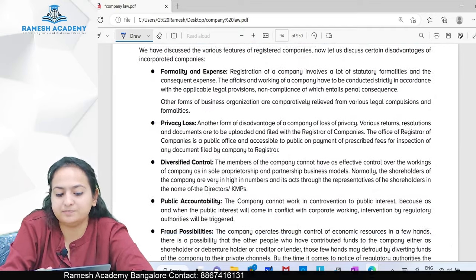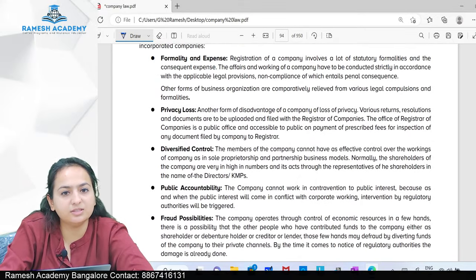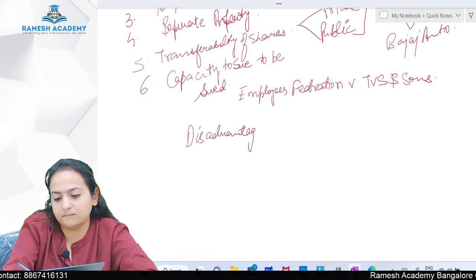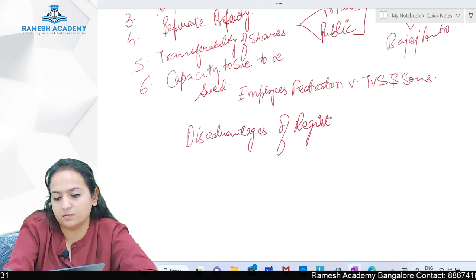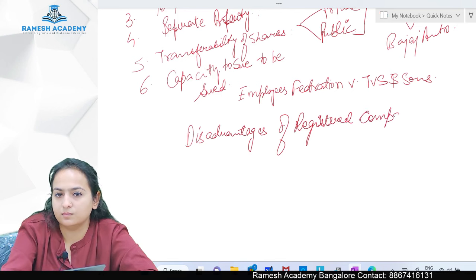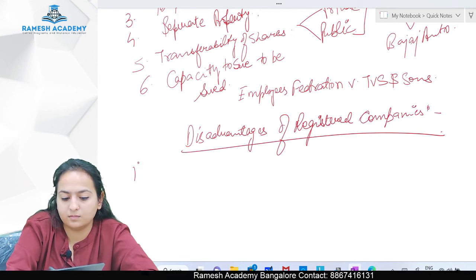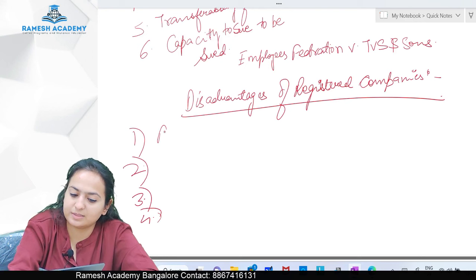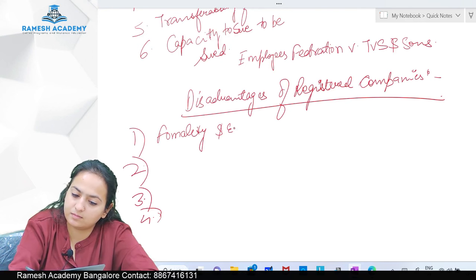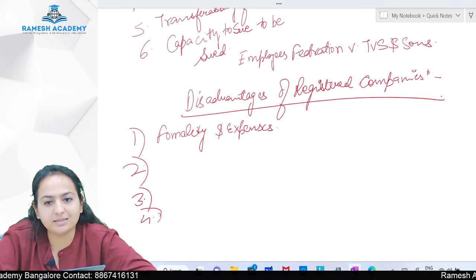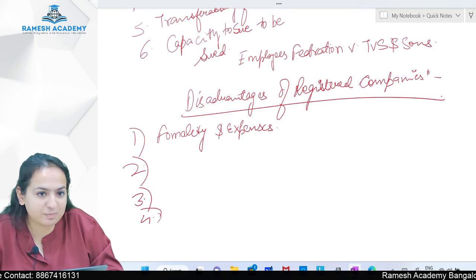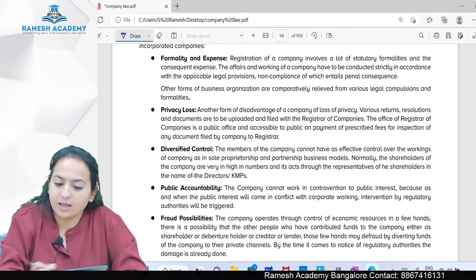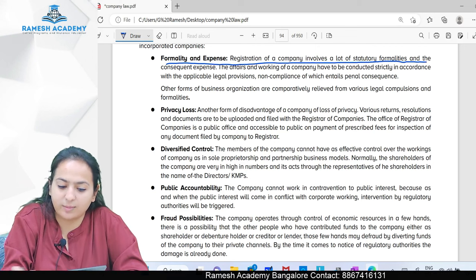Disadvantages of a registered company. See, now when you register a company, what are the disadvantages? First comes, write down, formality and expense. You also know there are formalities in constituting a company, and expense also, in the form of having to file so many forms with the Ministry of Corporate Affairs to get the company registered. So formality and expense. The registration of the company involves a lot of statutory formalities and the consequent expense.